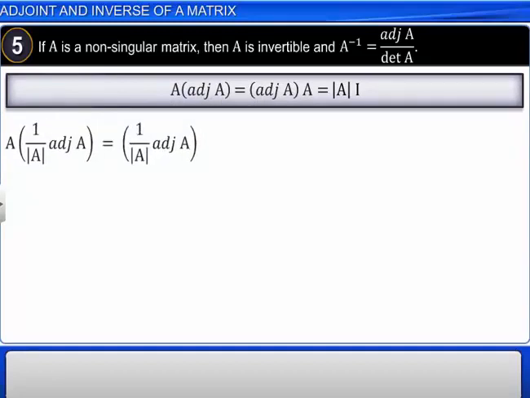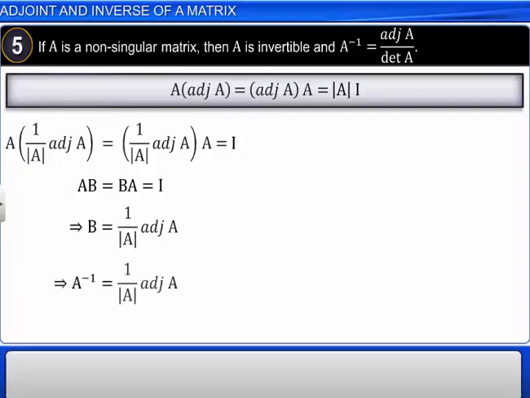Now, comparing this expression with the expression A into B is equal to B into A is equal to I, we see that B is equal to adjoint of A divided by determinant of A. And as per the definition, B is the inverse of matrix A. So we have A inverse is equal to adjoint of A divided by determinant of A. Hence, A inverse can be calculated with the help of this formula, provided the determinant of A is not equal to 0.